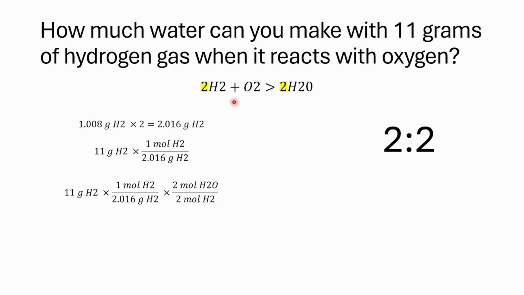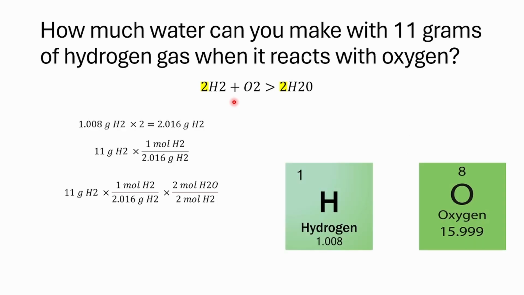After the ratio, we're in moles of water. Let's say we want to get back to grams. We want to know how many grams of water. We do this by going back to the periodic table and pulling out that molar mass. Since we still have 2 hydrogen atoms right here, we want to multiply 1.008 by 2 and add that with 15.999.